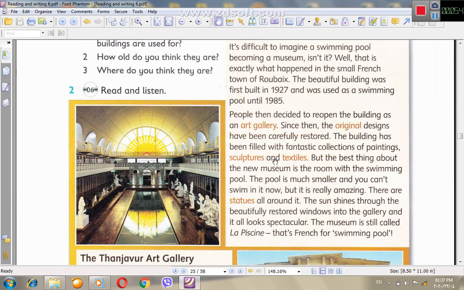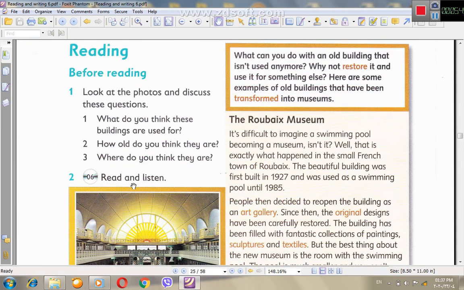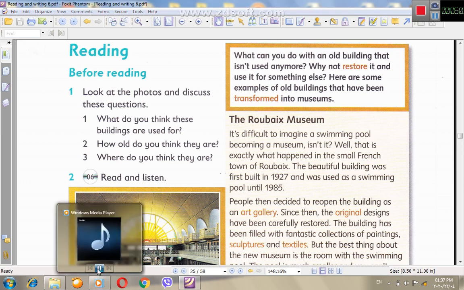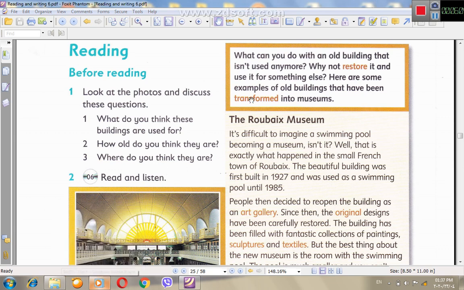So now it's listening time, and CD, read and listen. CD 6, okay? Let's listen, but please try to listen again at home, because you all have got the CD. Let's listen together. Unit 6, Old and New. Listening 6. Read and listen.